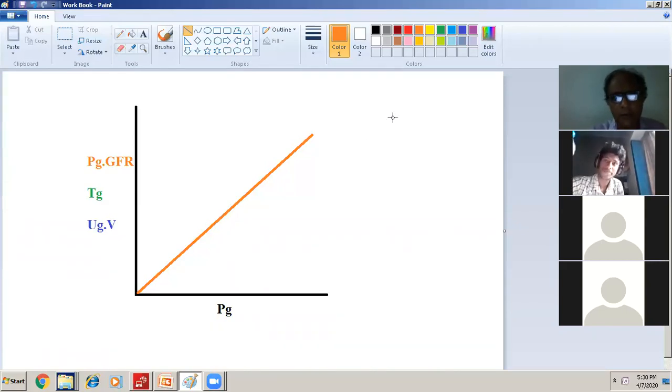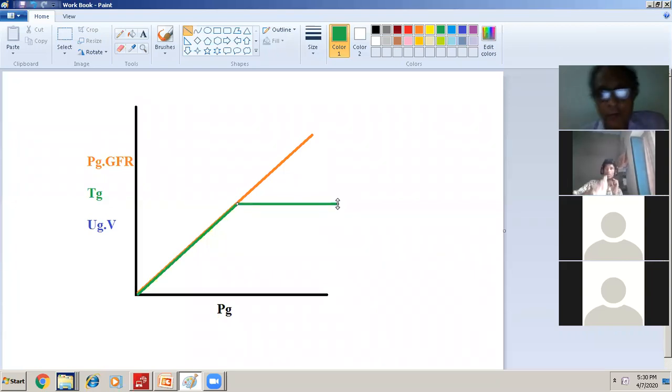Now let us draw the TG. As the plasma glucose is increasing, the filtered load of glucose is also increasing, so the transport of glucose will also increase linearly till it achieves the transport maxima. When it achieves the transport maxima, it will achieve a plateau and become saturated. There will be no further increase in the transport rate.